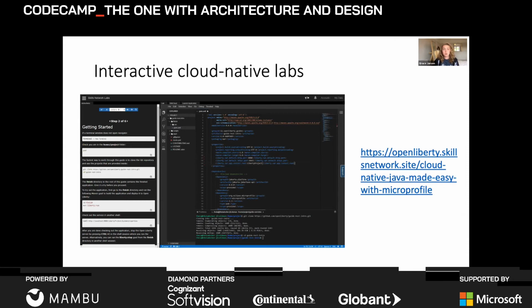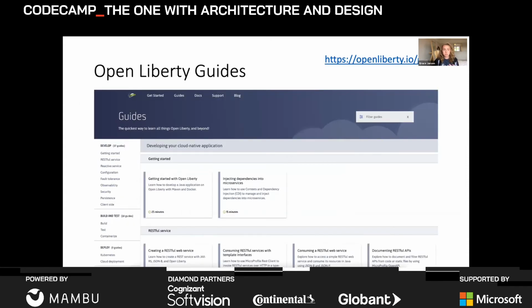If you don't want to do it in an online environment, we also offer these Open Liberty guides, which is the same as the online labs. It's just these are designed for local development. So if you want to do it locally on a laptop, you can also utilize the same material in guide form from our Open Liberty website. Just for reference, Open Liberty is our open source web application server. So that's why it's on this site.